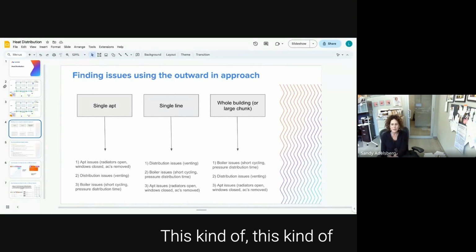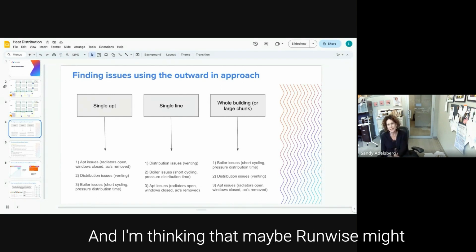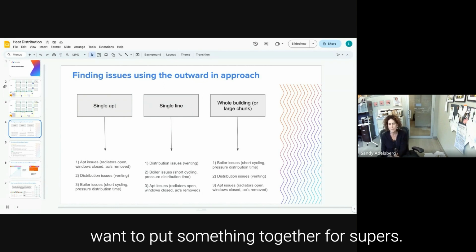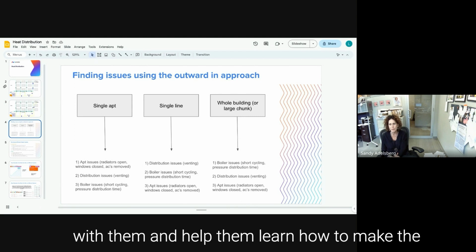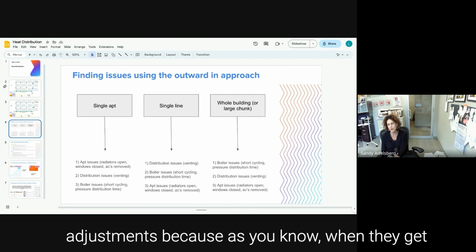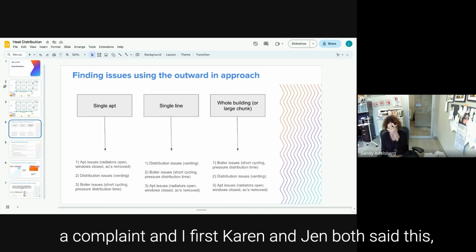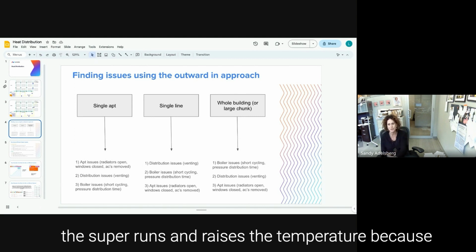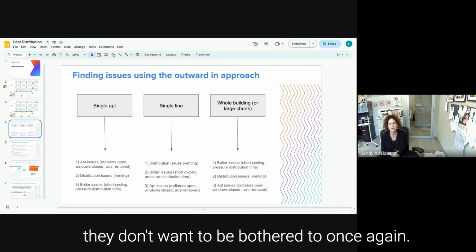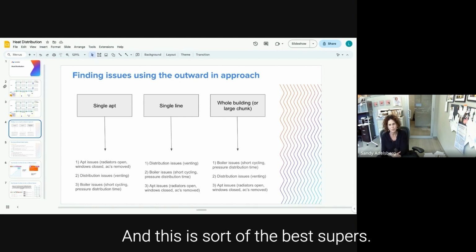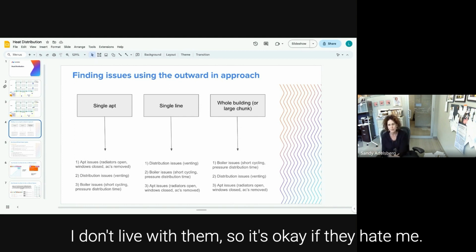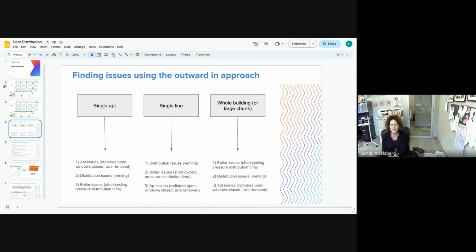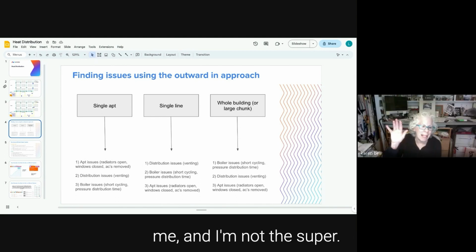This kind of program is really helpful. I'm thinking that maybe Runwise might want to put something together for supers to come in on a webinar and go through the panel with them and help them learn how to make the adjustments. Because as you know, when they get a complaint, and I've heard Karen and Jen both say this, the super runs and raises the temperature because they don't want to be bothered. This is from the best supers; they want to be everybody's friend. They don't want people to hate them because they live with them. I don't live with them, so it's okay if they hate me. I live with them and they hate me, and I'm not the super.